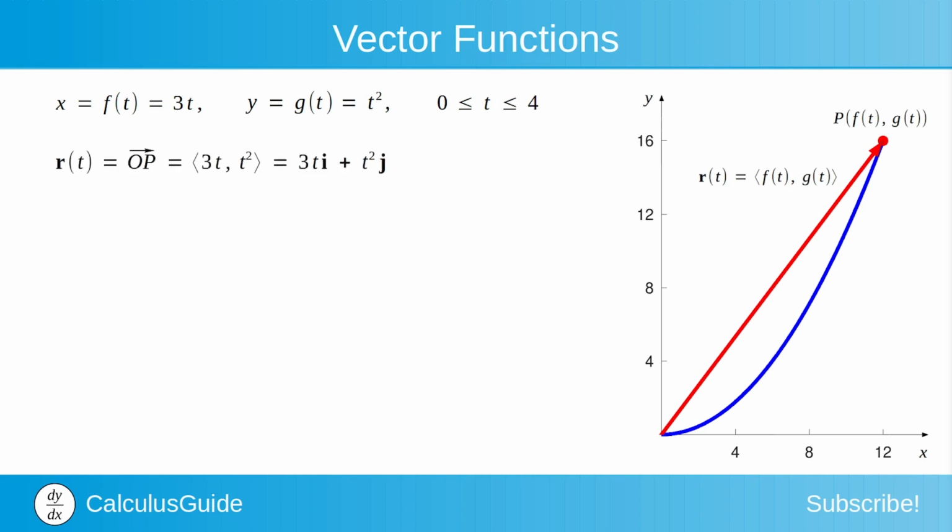The vector function r of t is equal to (3t, t squared) given in component form and equal to 3t i plus t squared j given in terms of i and j. I'll update this on the diagram to the right. We can describe the particle's position P at a time t as the point (3t, t squared).